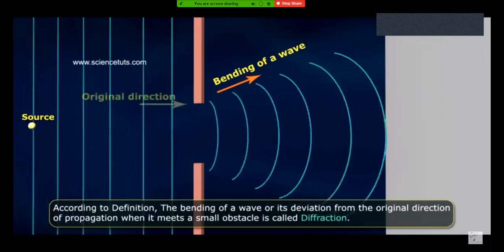The wavelength of the light waves is 5000 angstrom, which is very less compared to the wavelength of the water waves and sound waves, which are Sir, it's stuck again. No, it's not stuck again.